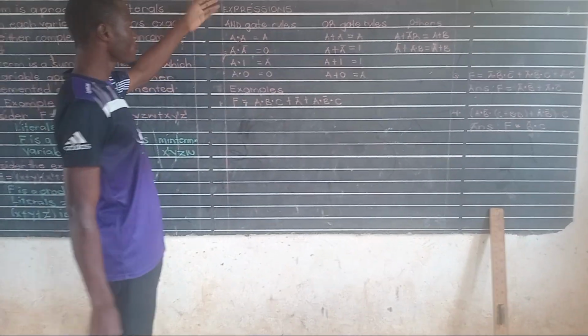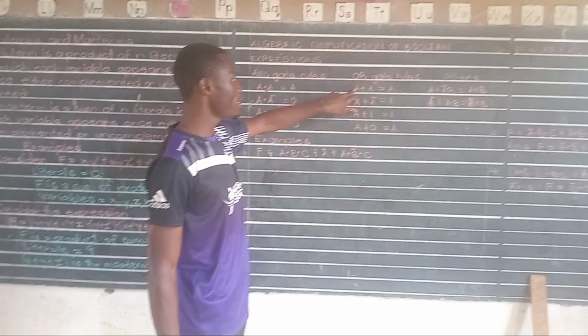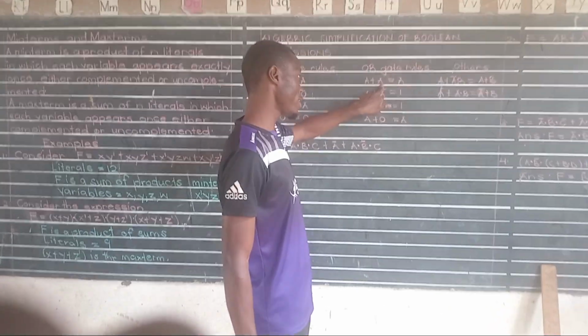The AND gate rules: this is A and A, I get A. This is A, all A, I get A.